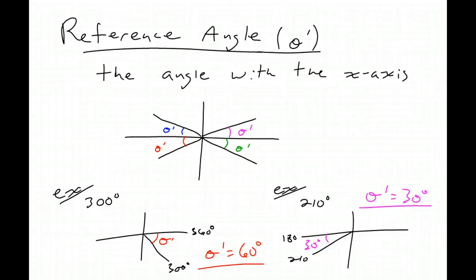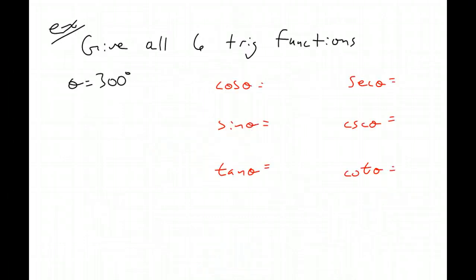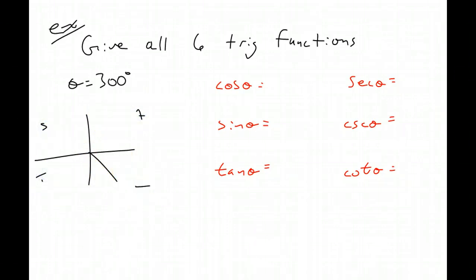Here's an example of a problem where you'd actually have to use the reference angle in order to figure out all 6 trig functions. If we know that theta is 300 degrees, so that's down here in our fourth quadrant, so A S T C. We know only cosine is going to be positive, cosine and secant. That means sine, cosecant, tangent, and cotangent will all be negative, so I went ahead and marked those.